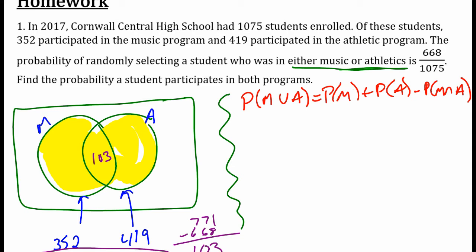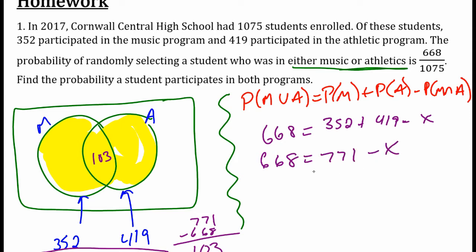But again, why am I going to do this with probabilities? That's just going to be a mess with fractions. So if I just do the counts, the number of them instead, that gives me 668 equals music is 352, athletics is 419, minus the intersection. So if we add that up, we get 668 equals 771 minus x. And I subtract that 771 over, I get negative 103 equals negative x. So there's 103 of them.